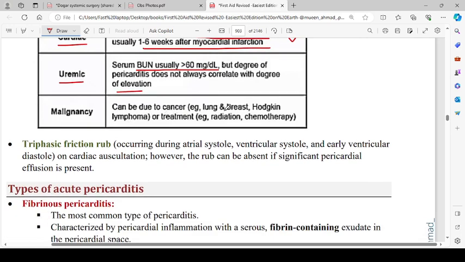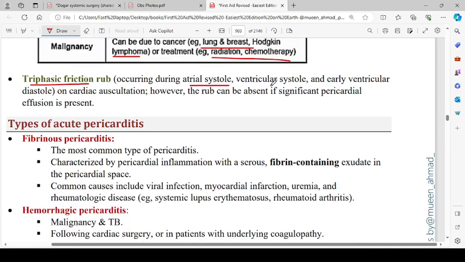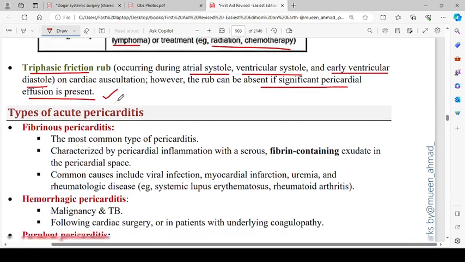Malignancy can be due to cancer, for example, lung and breast, Hodgkin lymphoma, or treatment, for example, radiation and chemotherapy. Triphasic friction rub occurring during the atrial systole, ventricular systole, and early ventricular diastole on the cardiac auscultation. However, the rub can be absent if significant pericardial effusion is present.